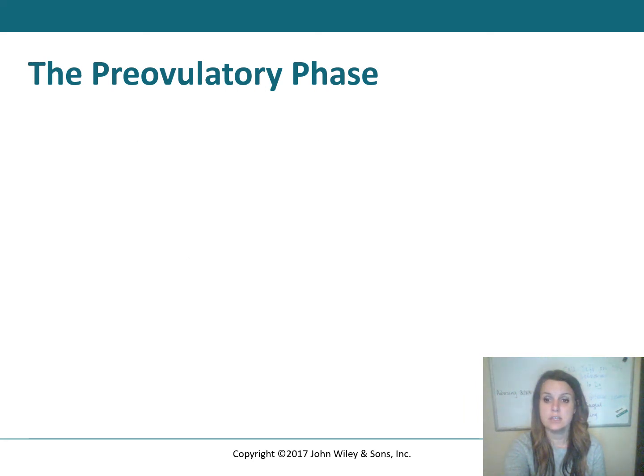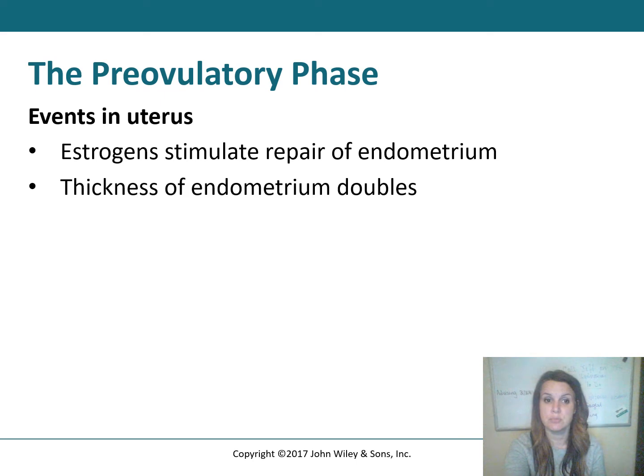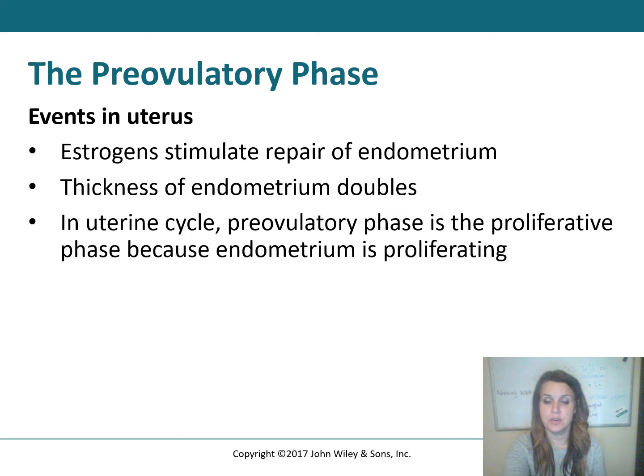Okay, and then in the uterus, what we see is that estrogens stimulate the repair of the endometrium, and they cause the thickening of the endometrium by building up the stratum functionalis. And in the uterine cycle, the pre-ovulatory phase is termed the proliferative phase because what you see is that the endometrium is proliferating.